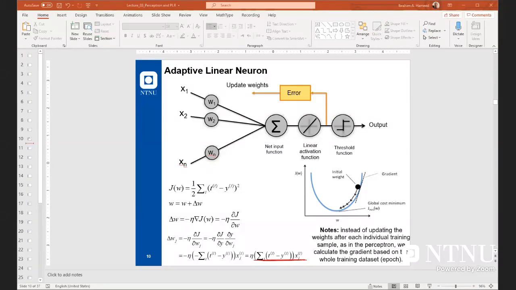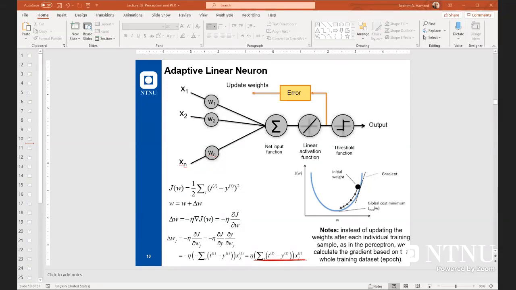So in fact, net equals omega x plus b. Then y equals net, because it's a linear activation function. With a linear activation function, nothing will happen here; the output will equal the input. It's like y equals x, for example. So the error will be t minus y, correct?